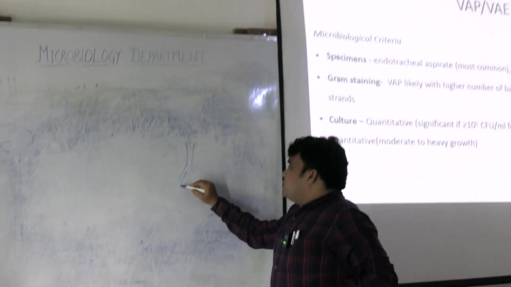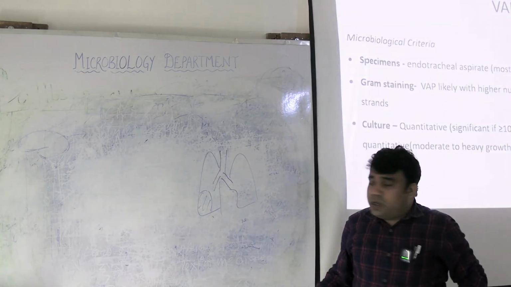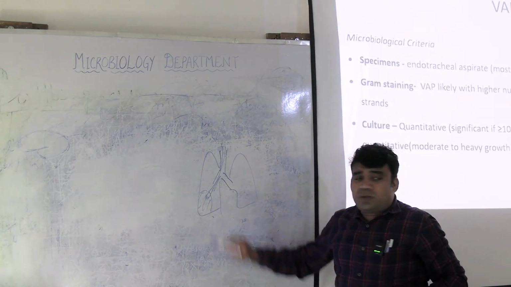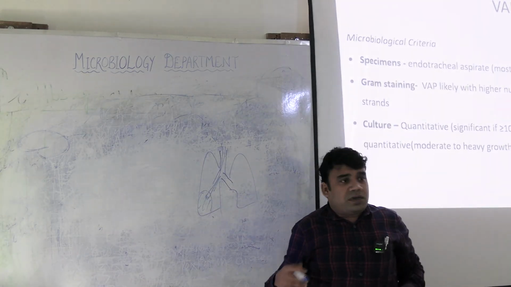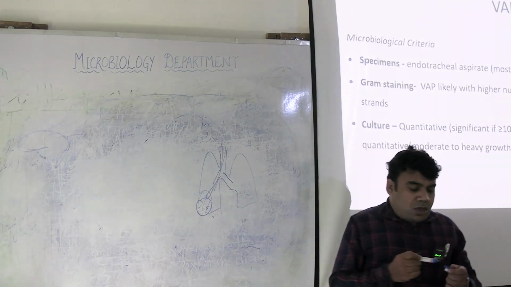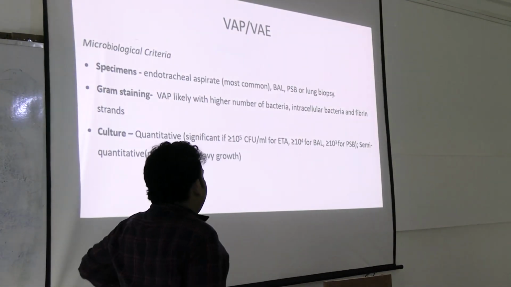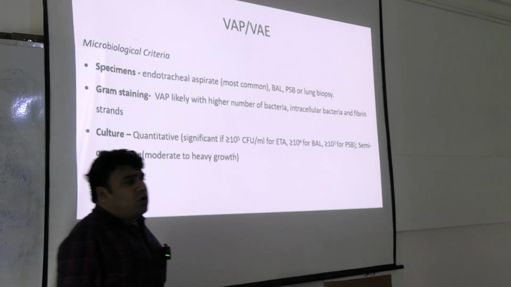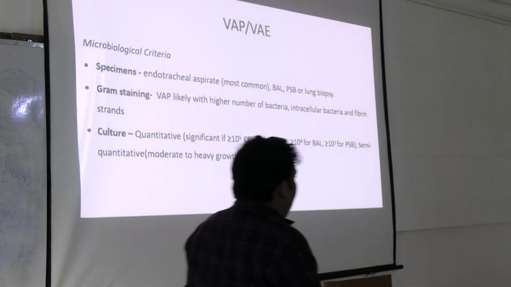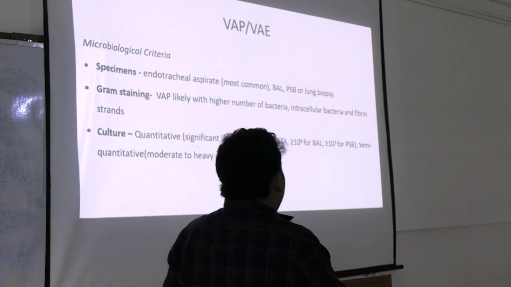What is bronchoalveolar lavage? Suppose this is the part of the lung which is affected. After bronchoscopy, we will push the bronchoscope over here, flush the area with normal saline, and then re-aspirate the normal saline. So if the organism is causing pathology over here, the organism will come out in the bronchoalveolar lavage. There are specific set of criteria, that is 10 to the power 5 colony forming units for endotracheal aspirate, or 10 to the power 4 for bronchoalveolar lavage, or 10 to the power 3 for protected bronchial sampling.